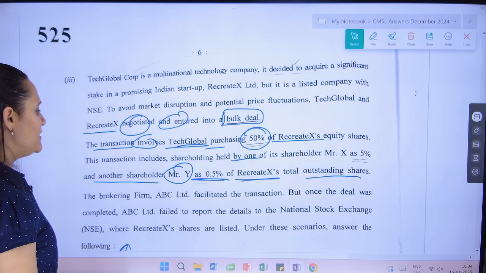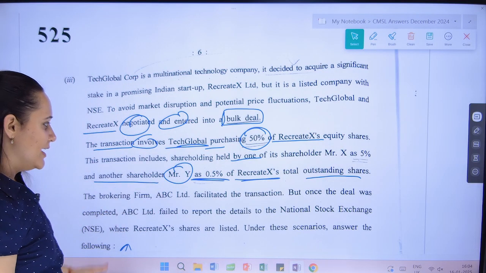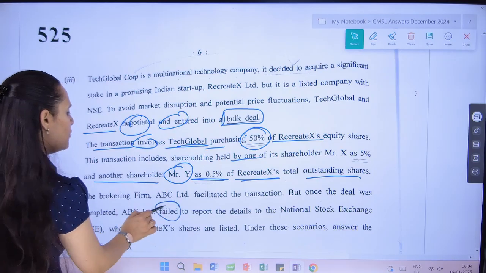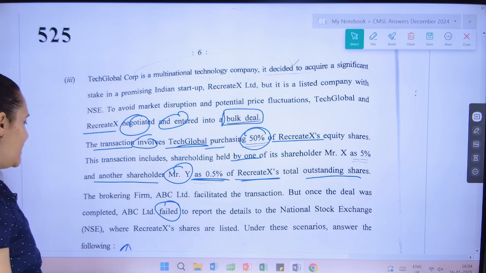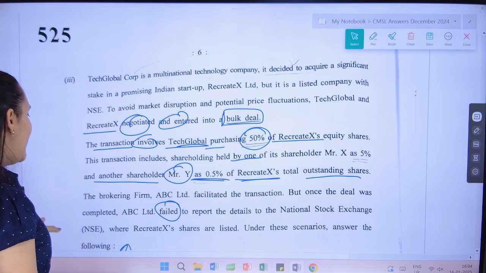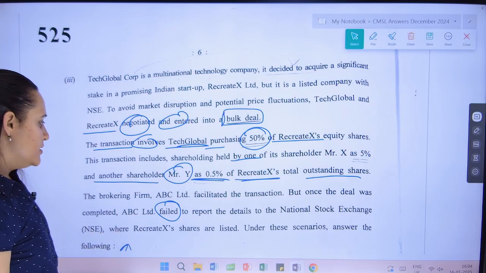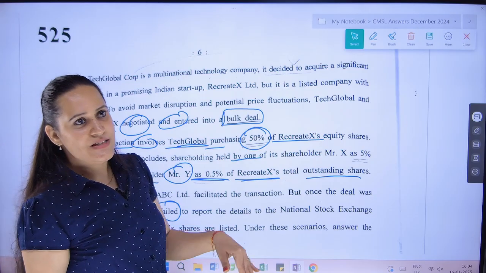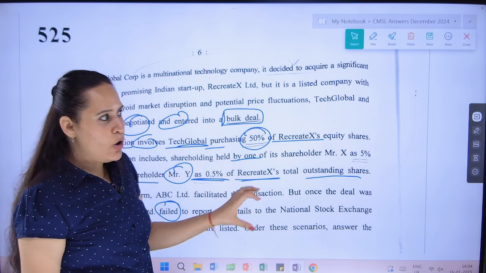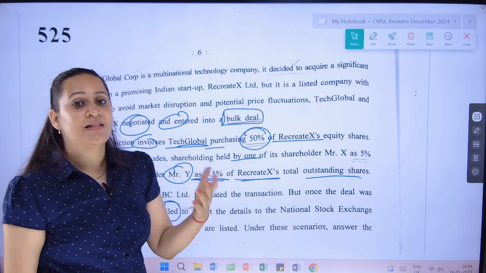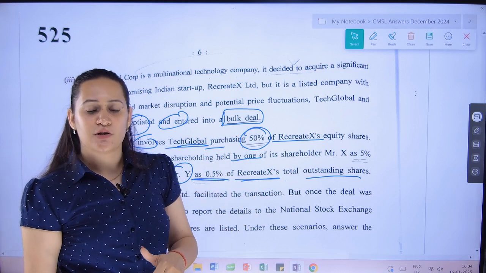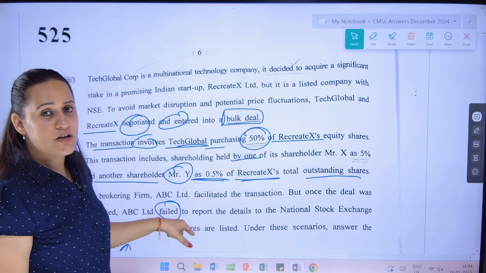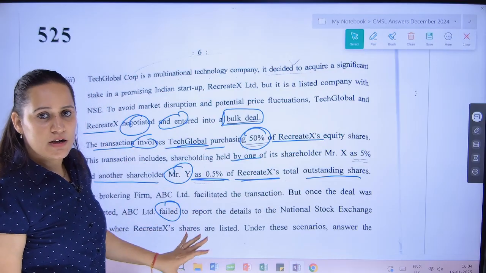A brokering firm, ABC Limited, facilitated this transaction. But once the deal was completed, ABC failed to report the details to the National Stock Exchange, where Requisite's shares are listed. Under these scenarios, answer the following questions. So yes, even for the sub questions, now we have got a context for why they are asking who is responsible to give the disclosure. It is because this particular brokering firm has failed to give the disclosure. They are asking that particular question.